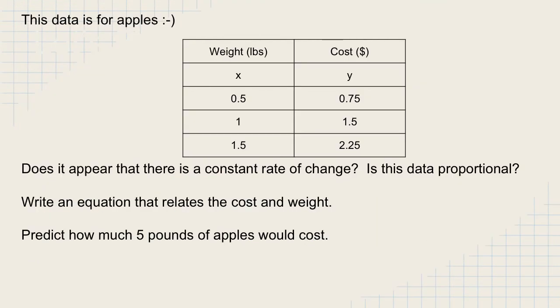All right, let's try another one, and this data is for apples. Notice I don't have any paper for us to graph on, so we're going to use just this table. And I want you to tell me, does it appear that there is a constant rate of change, and do you think the data is proportional? Then I want you to do your best to write an equation that relates the cost and the weight. And finally, use that equation to predict how much 5 pounds of apples would cost. And when you're ready for checking, you're going to come back to me. So go ahead and pause me now.